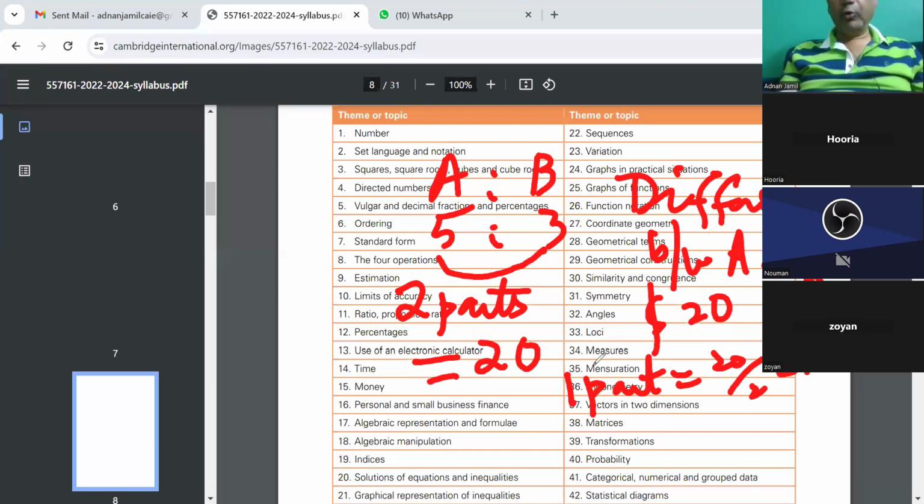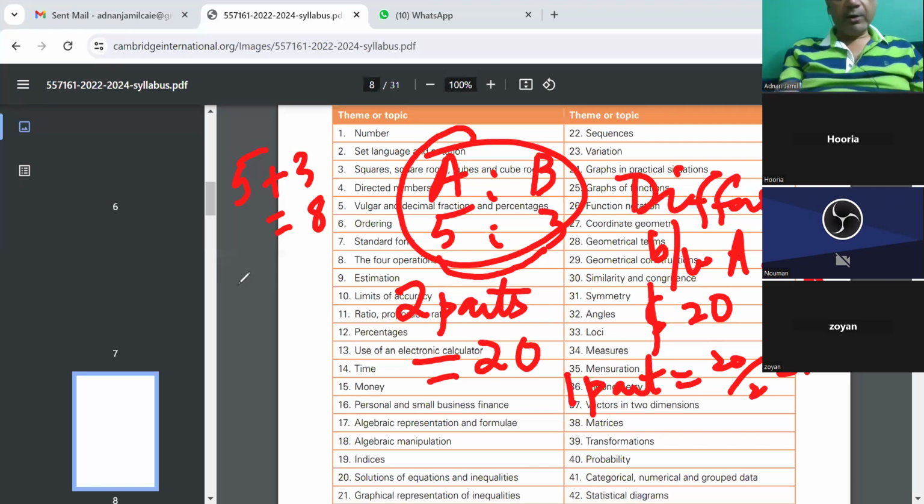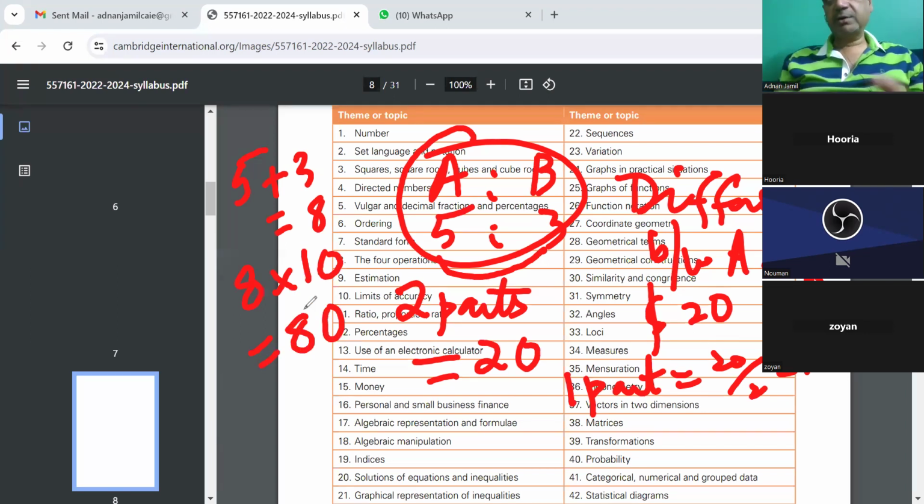If I want to know what is the total amount shared by these two people, we take the sum of the ratio. The sum of the ratio is 5 plus 3 equals 8. So 8 parts will be equal to 8 multiplied by 10, which is equal to $80. So this is the thing which they always give related to the ratio questions. Refer to the questions which we have done in the class. Many different types of questions are there in your notebook.